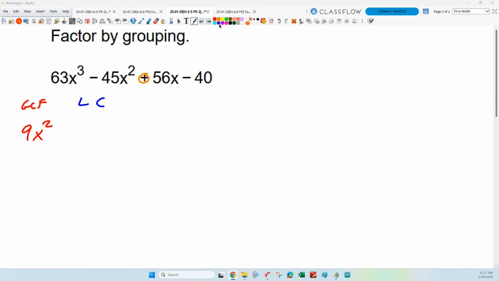This is kind of dorky, but I call it the leftover. What's left behind is the leftover factor. What's left behind? Okay, 7x minus 5. Now we've got our circled plus sign that separates the groups. Okay, what's the next step?